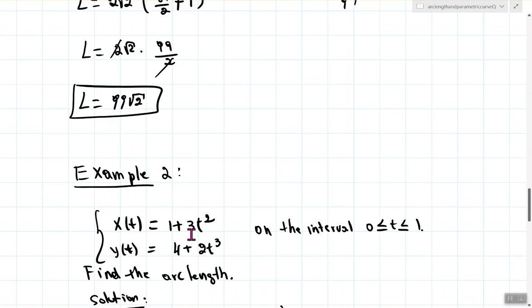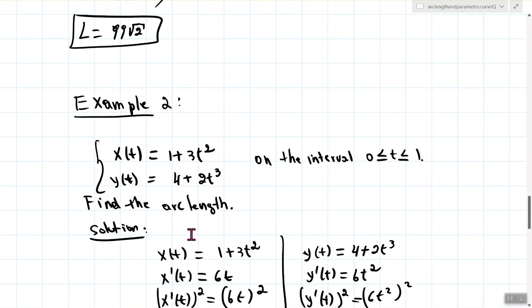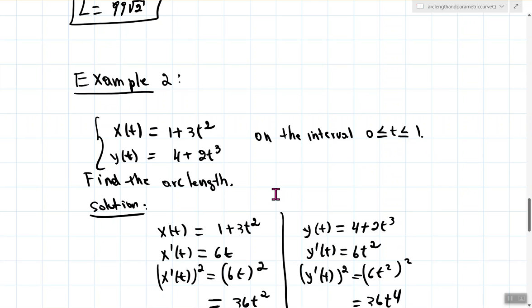So we go to the second example. This time, we have this curve represented by x of t equals 1 plus 3t squared, y of t equals 4 plus 2t cubed. The parameter t is bounded by 0 and 1. So we are asked to find the arc length.